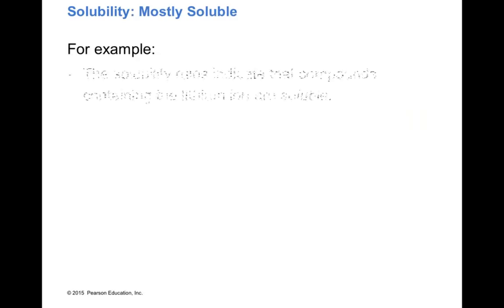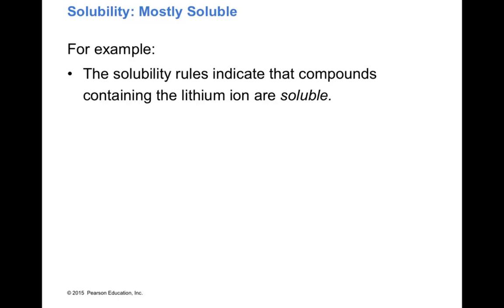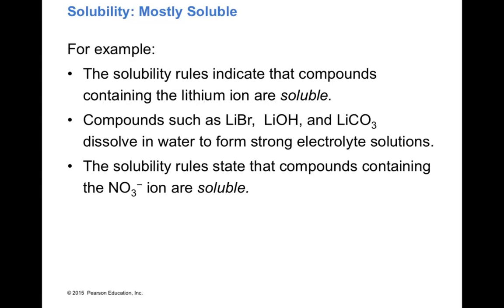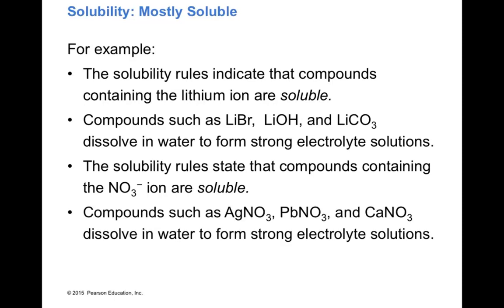So, for example, the solubility rules indicate that compounds containing lithium ions are soluble. So compounds such as lithium bromide, lithium hydroxide, and lithium carbonate dissolve in water to form strong electrolyte solutions. The solubility rules state that compounds containing nitrate ions are soluble. Compounds such as silver nitrate, lead nitrate, and calcium nitrate dissolve in water to form strong electrolyte solutions. So let's see other solubility rules.